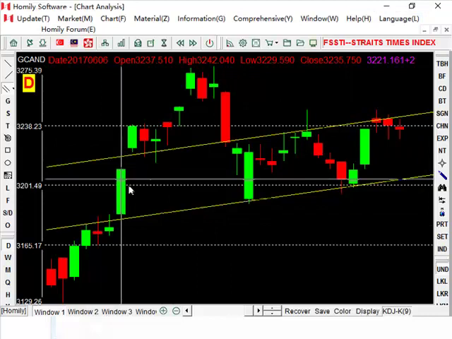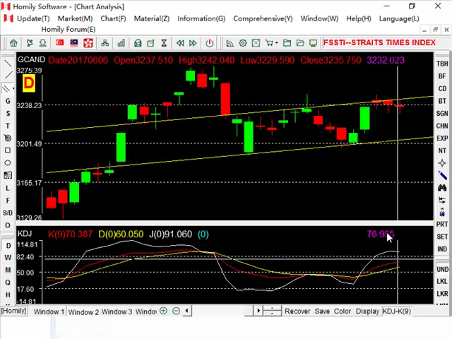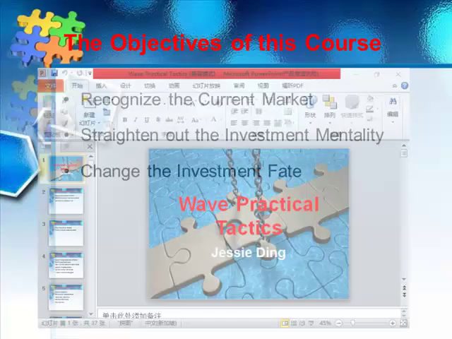So this is the market. Then we can see the KDJ indicator. The J line starts to go down, but still has not crossed downward through the K line and the D line. So for the current market, it is not the periodical high point. Okay. So this is the market.